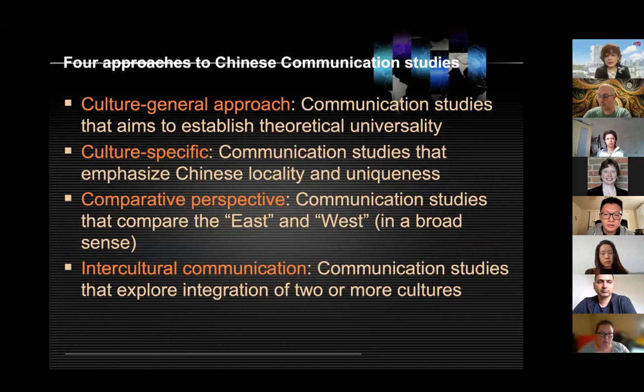The first one is the culture-general approach, which refers to communication studies that aim to establish theoretical universality. And the second approach is the culture-specific approach that refers to communication studies that emphasize Chinese locality and uniqueness. And the third approach is the comparative perspective, which covers communication studies that compare the East and the West in a broad sense. And the last one is the intercultural communication approach that refers to communication studies that explore integrations of two or more cultures.